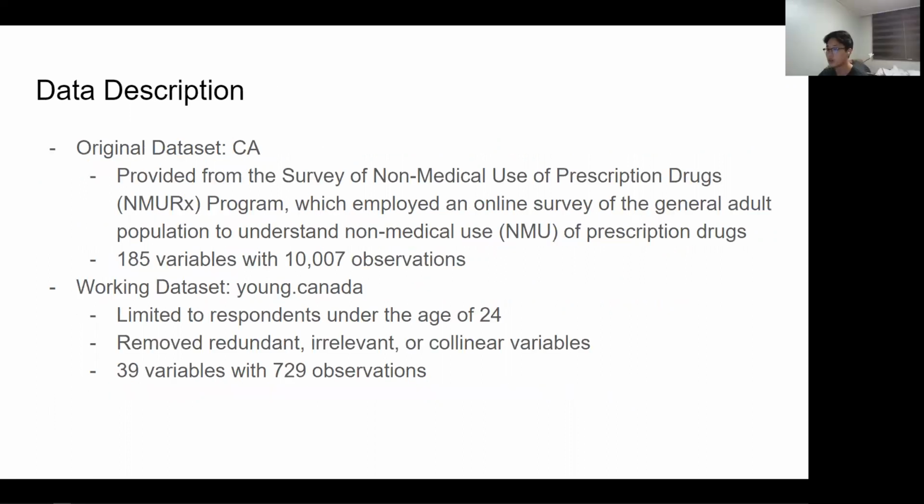For our data, we used the original dataset of CA, Canada dataset. The dataset was provided from the Survey of Non-Medical Use of Prescription Drugs program, which employed an online survey of the general adult population to understand non-medical use of prescription drugs. The dataset had 185 variables with 10,007 observations. For the working dataset, we used young.canada, which we limited the age of the respondents to under the age of 24. We also removed redundant, irrelevant, or collinear variables. And there were 39 variables with 729 observations.